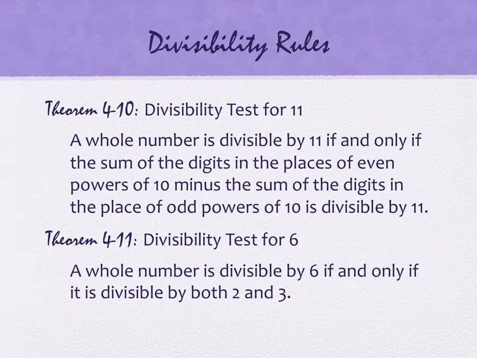All right, the divisibility test for 11 is the most awkward one to write out, but it's very easy to use. Okay? So here's what it is. It says a whole number is divisible by 11 if and only if the sum of the digits in the places of even powers of 10 minus the sum of the digits in places of odd powers of 10 is divisible by 11. I can't even say it, it's so awkward. So write that down, and then I'll show you what it's actually telling you to do.